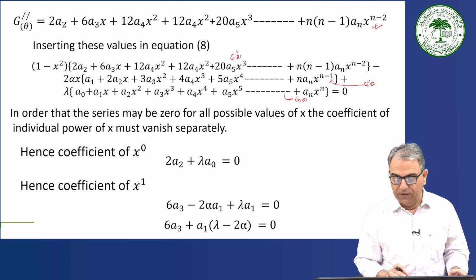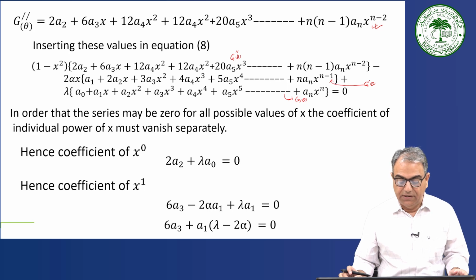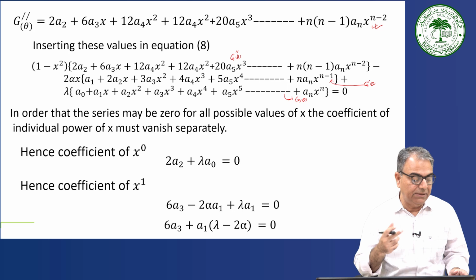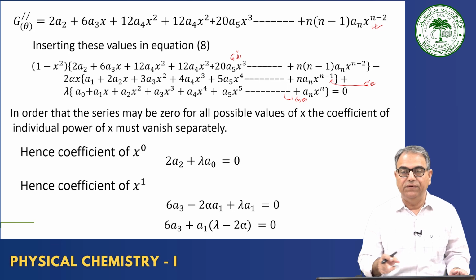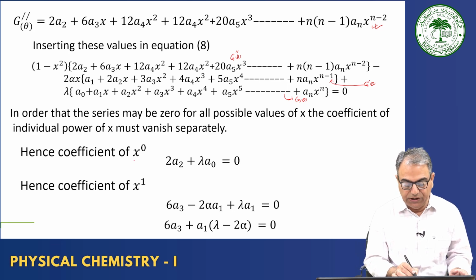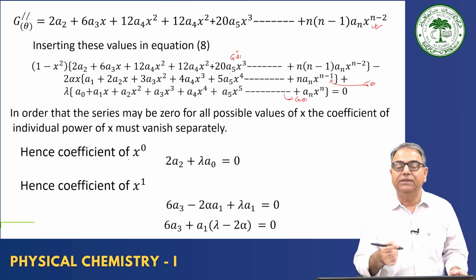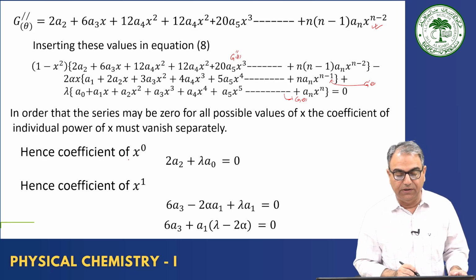We got this one. Now we say that in order that the series may be 0 for all possible values of x, the coefficients of individual powers of x must vanish separately. Okay. So again we go by the same logic as we did in the simple harmonic oscillator, and we separate the coefficients of each power of x. So if x is equal to 0, how many terms do you have? There I did that, I color coded those coefficients. Here I have not color coded, you will have to find it out. Okay.